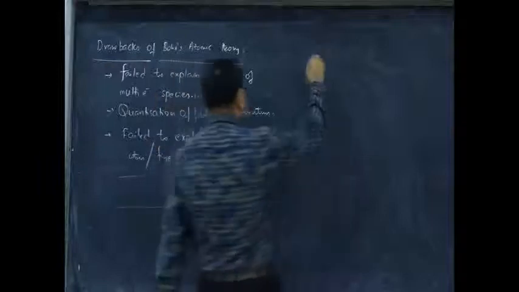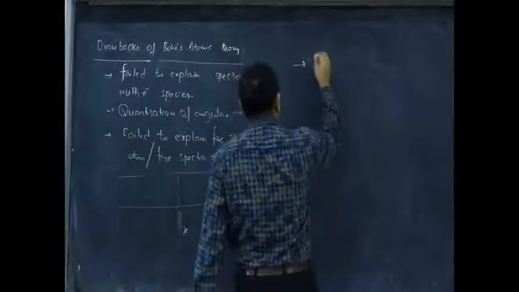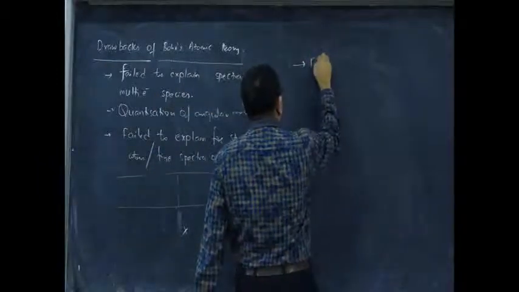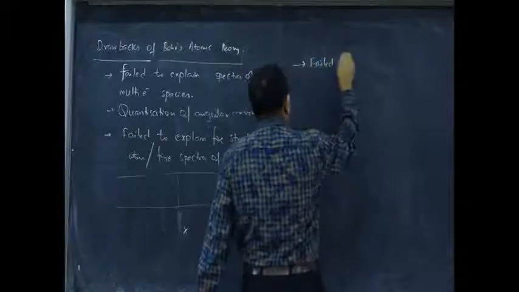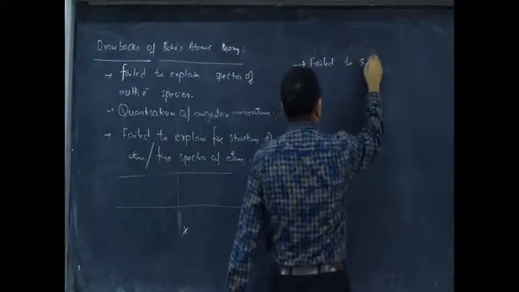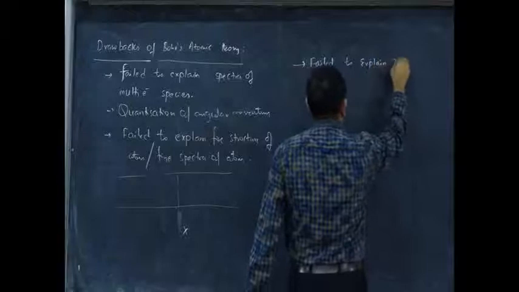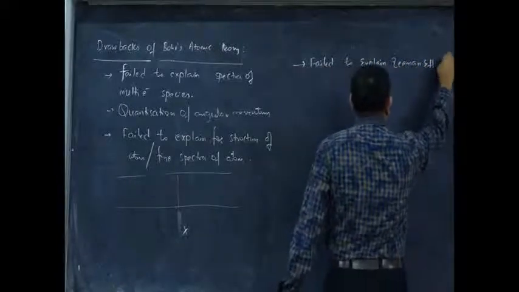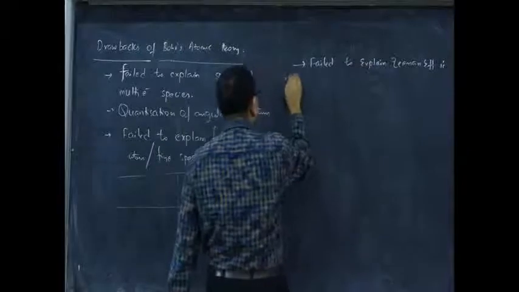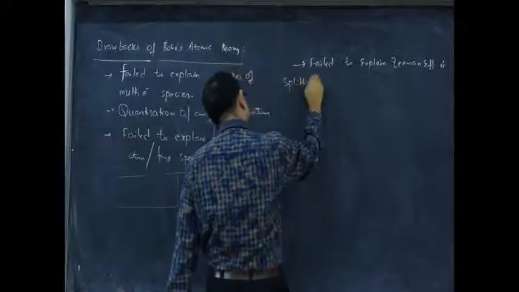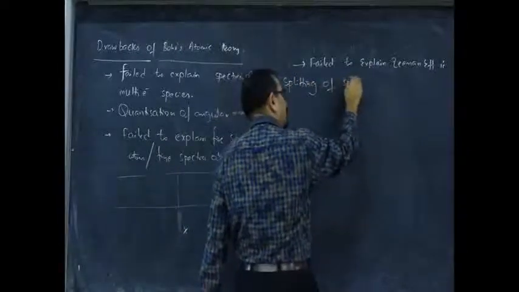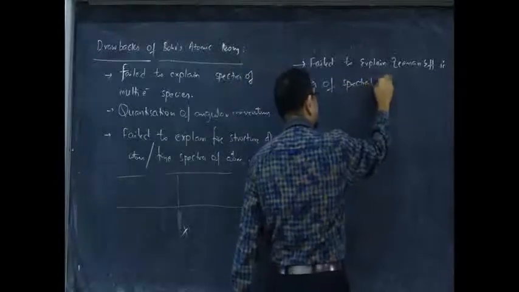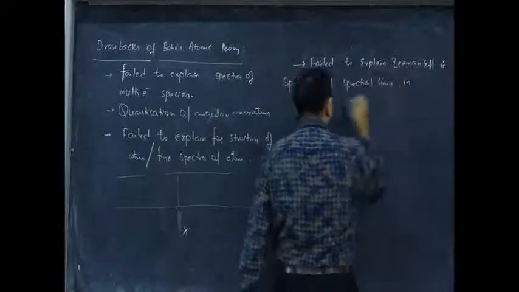Next, this theory failed to explain the Zeeman effect. Zeeman effect is nothing but splitting of spectral lines in a magnetic field.